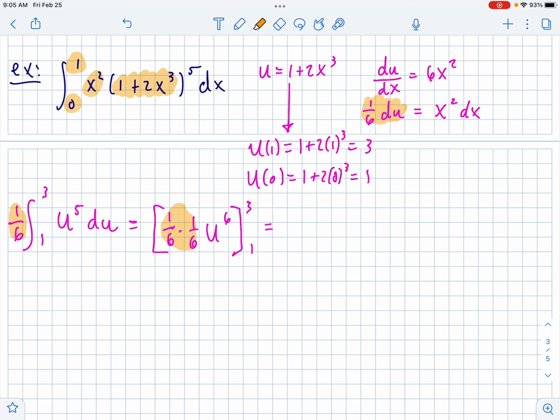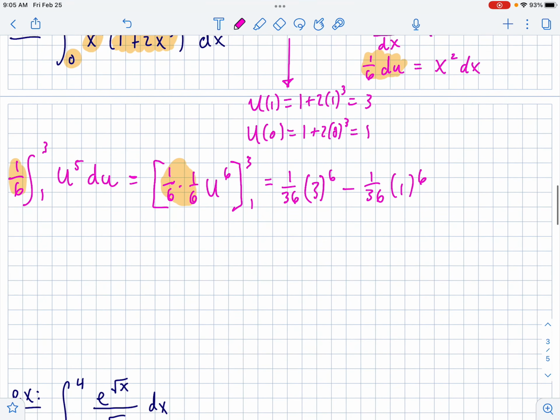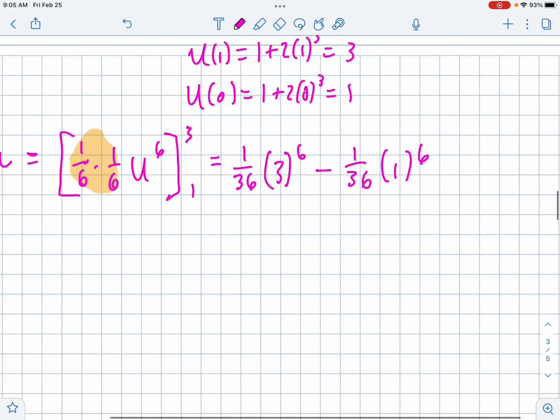These two multiplied are 1/36. So I'm just going to go ahead and do that. And then we'll get 1/36 u to the 6, so 3 to the 6th. And then take away 1/36 times 1 to the 6th. Now if we start to clean this up, well, they're both 1/36. This part will just go away. That'll just be a 1. So it's really like 3 to the 6th minus 1 all over 36.